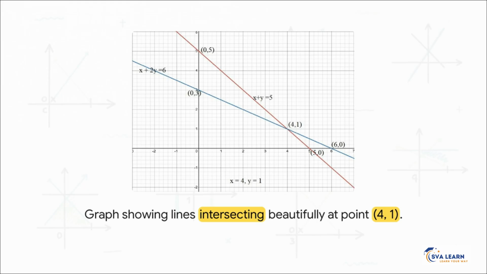We can even check it mentally, right? 4 plus 2 times 1 equals 6. Yep, 4 plus 1 equals 5. It works perfectly. That is a consistent pair with a unique solution.